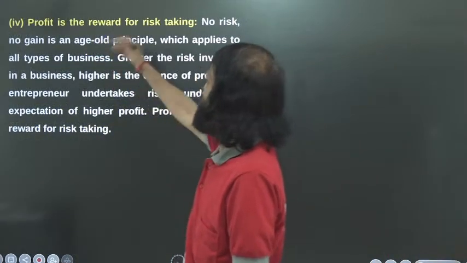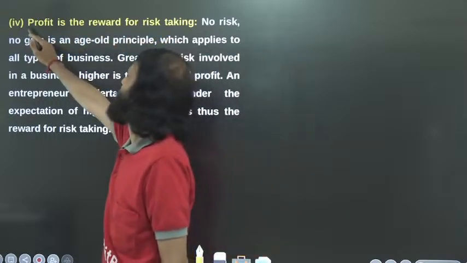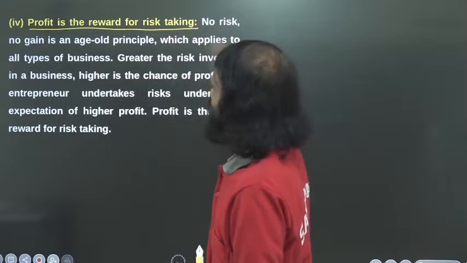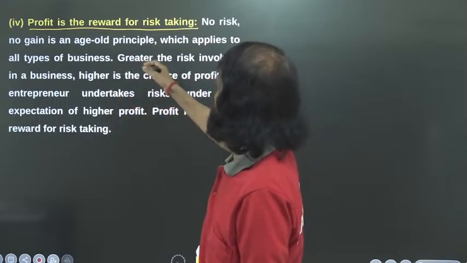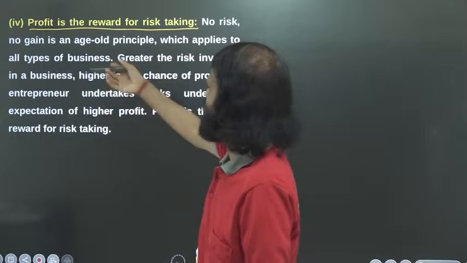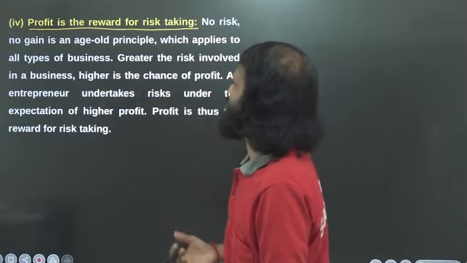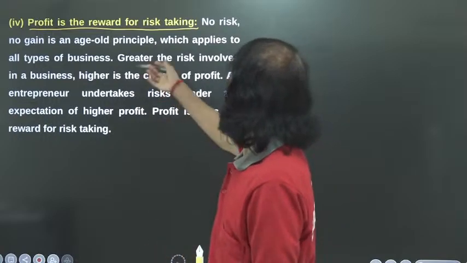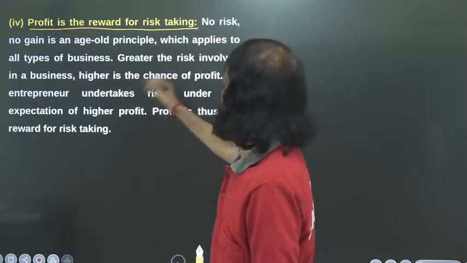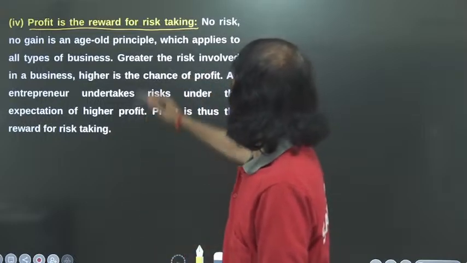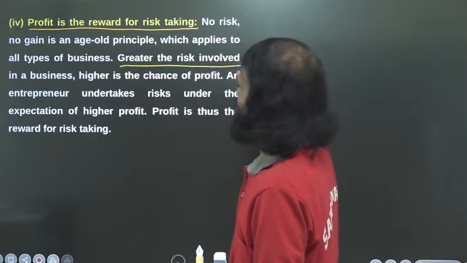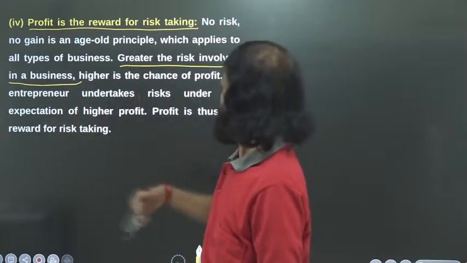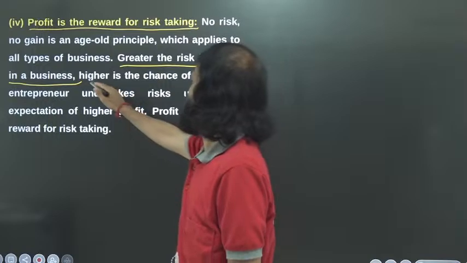Profit is the reward for risk taking. What is profit? Profit is the reward for taking risk. No risk, no gain is an age-old principle which applies to all types of business. In every business there is risk. No risk, no gain. That is a saying. The greater the risk involved in a business, the higher is the chance of profit. If the risk is small, the chance of profit is also small.